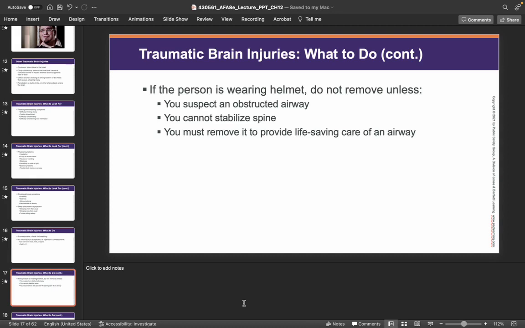Okay. If the person is wearing a helmet, you're not going to take it off unless a few things. If you suspect that they may have an obstructed airway, then you need to get it off so that we can perform CPR. If you can't stabilize the spine with the helmet, you can take it off. I mean, I've had training on CPR with helmets and stuff. You can stabilize the spine with a helmet on. You can do it. Okay, just use your forearms to hold it in place. Again, if you need to remove it to be able to get to somebody's airway, remove it.